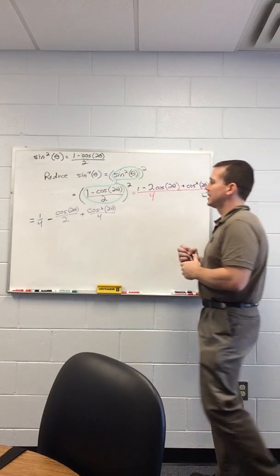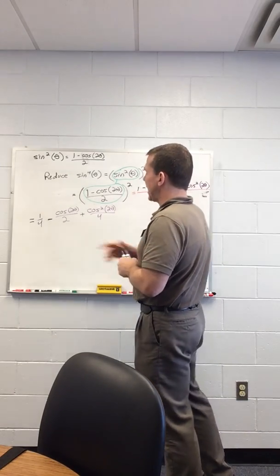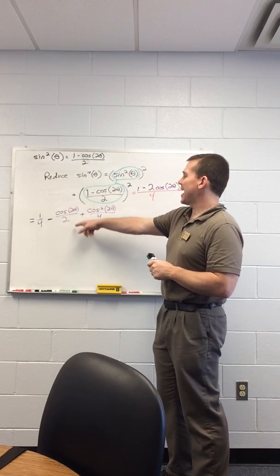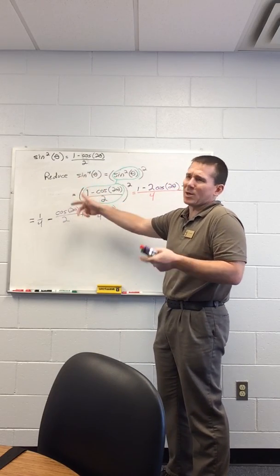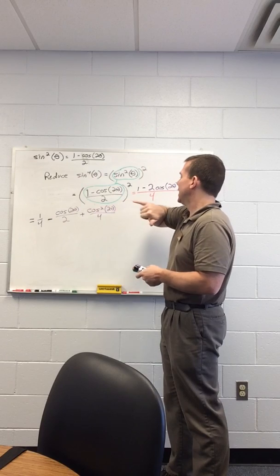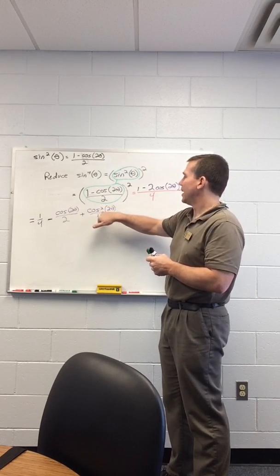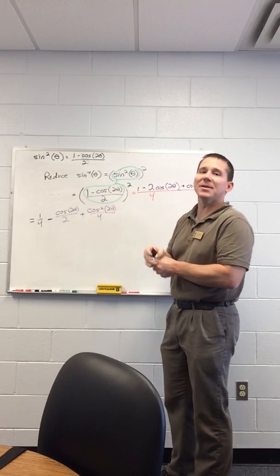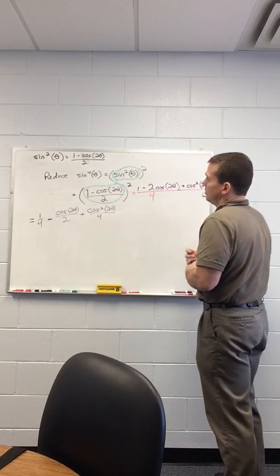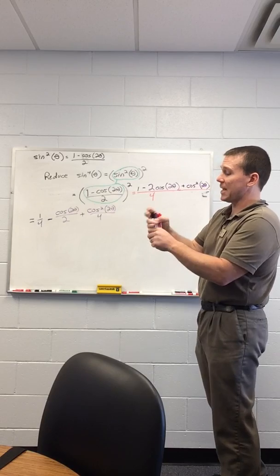The problem is, well, that's a number, so I'm fine. That is a double angle, but it's linear, so I don't really care. I was just trying to reduce the powers. That is still a power, cosine squared. And I wanted to get rid of all the powers. So now I have to get rid of that. So, use the power reducing formula for cosine squared.